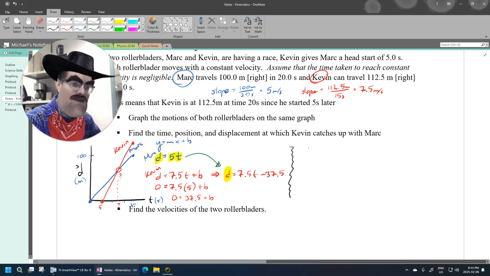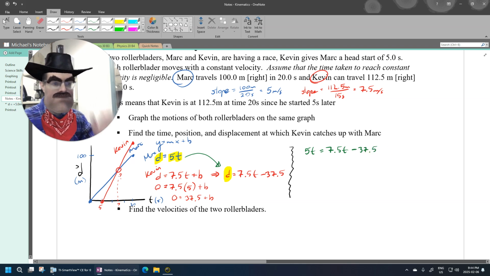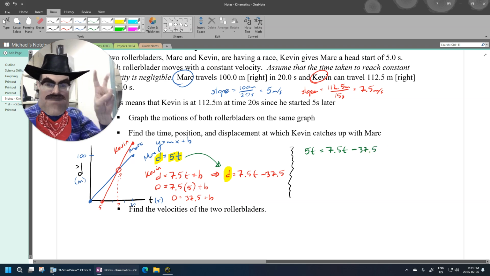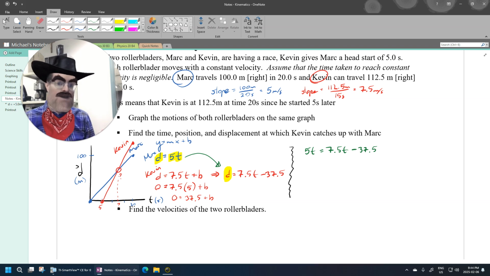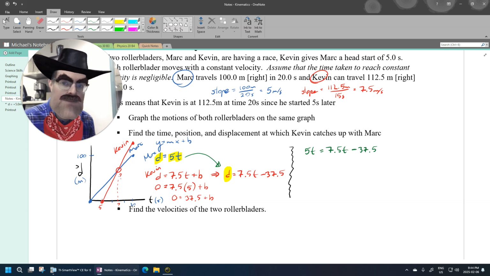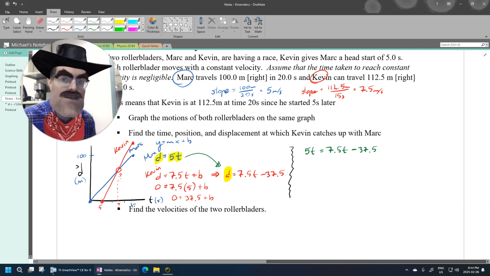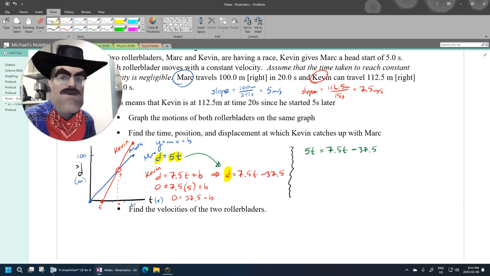So what happens after that is that I have 5t is equal to 7.5t minus 37.5. So we eliminated a variable. We got rid of d. d is gone, right? So now I can solve for t. I can actually find the time at which they catch up, because time will be that intersection point. This will be the t variable.